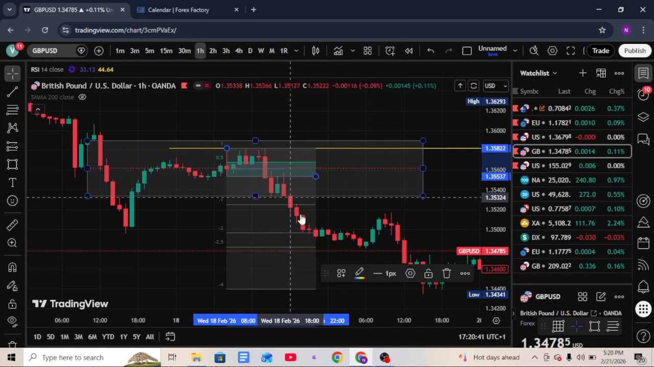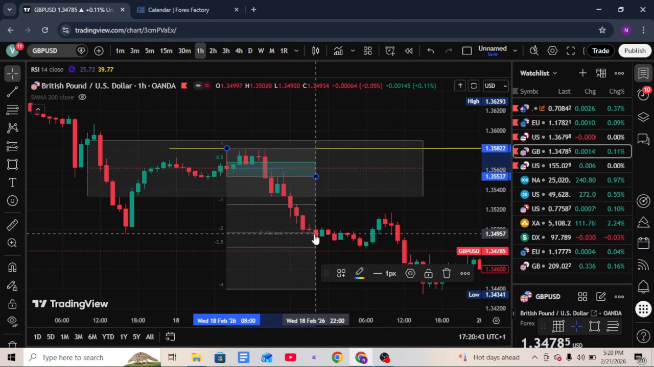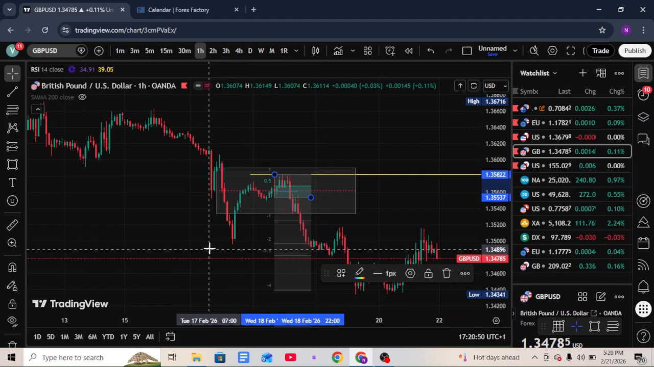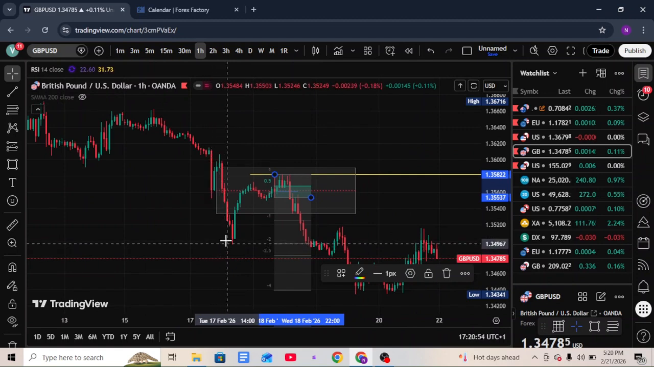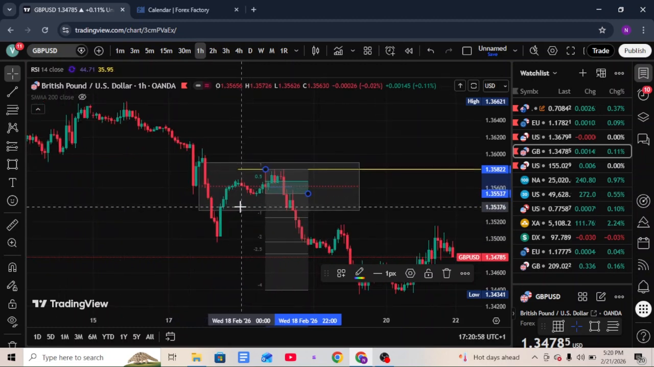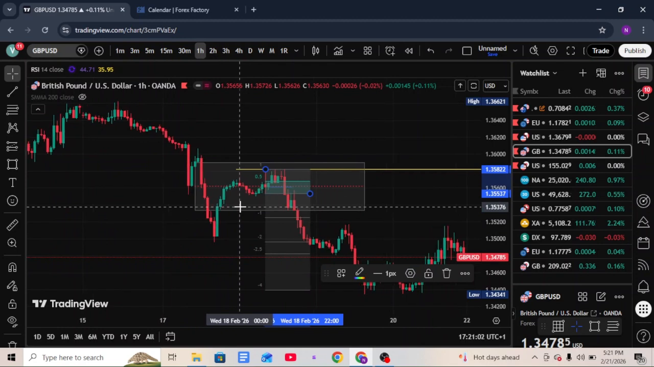That same Wednesday, price came for the -2 projection. And what was that -2? That very low. This I aligned with the low that people were saying they were going to buy off. There was no break of structure on the 1 hour.